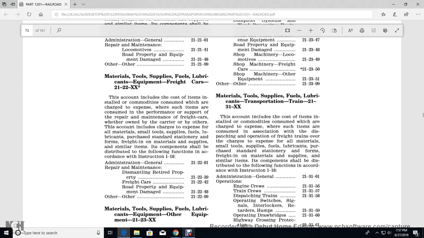equipment, the damage of the material sources, material tool supply, fuel, lubricants, equipment, the freight car 2122XX. Asterisk account will include the cost of the installation of the commodity of the consumer, which is charged with the expense, the list of the items consumed in the performance, support of the repair, the maintenance of the freight cars where they are owned by or carried by others.